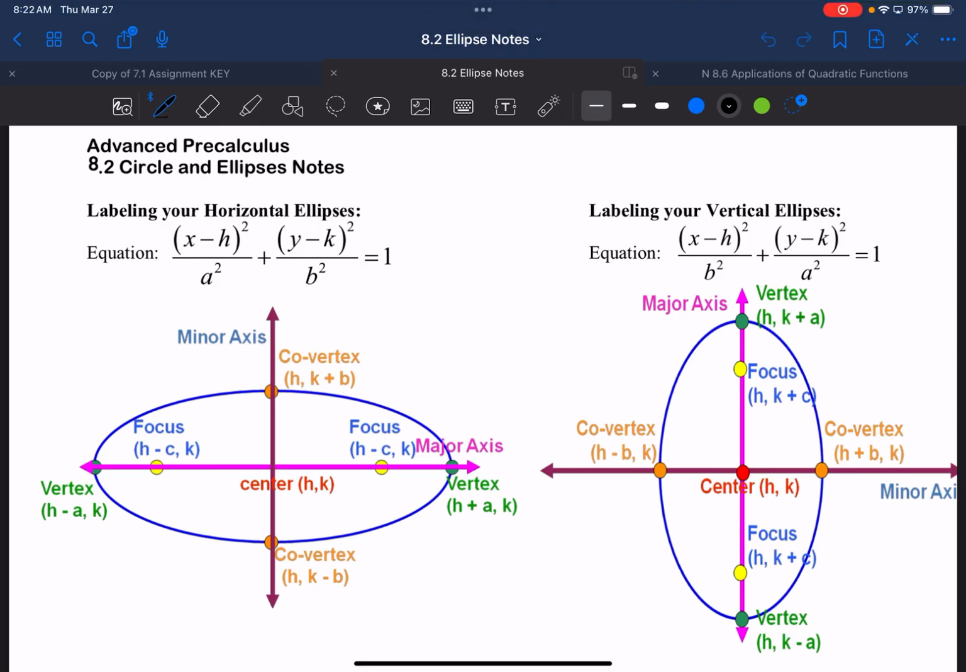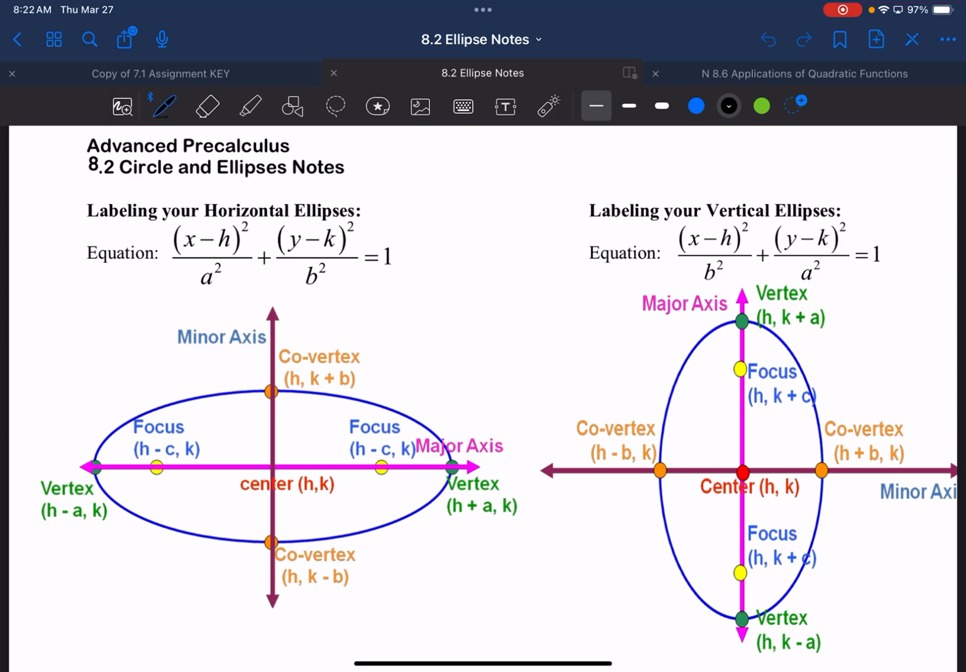Horizontal ellipses look something like this, right? So it's stretched horizontally the long way, okay? Then it's going to be this equation right here: (x minus h) squared over a squared plus (y minus k) squared over b squared equals 1.